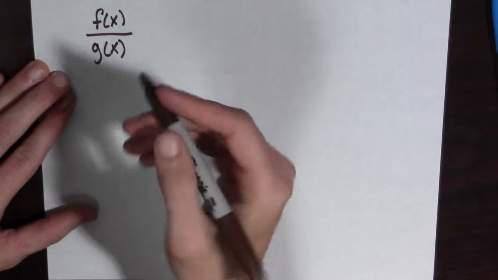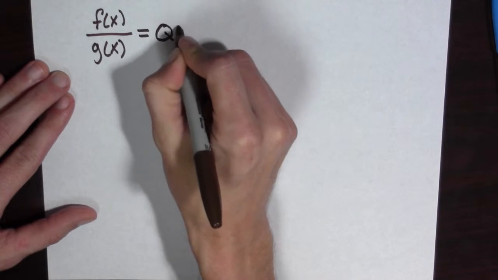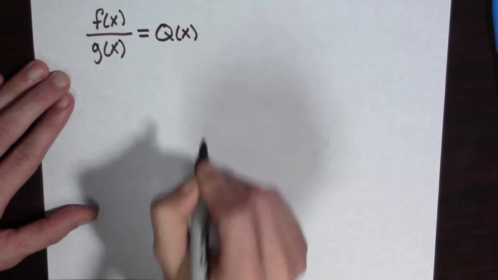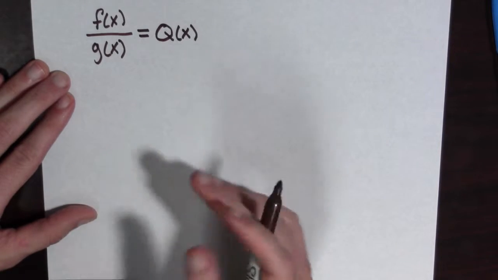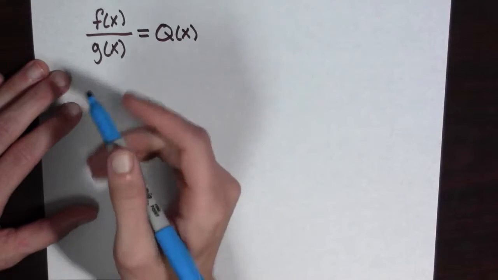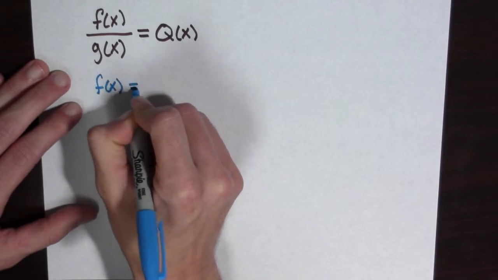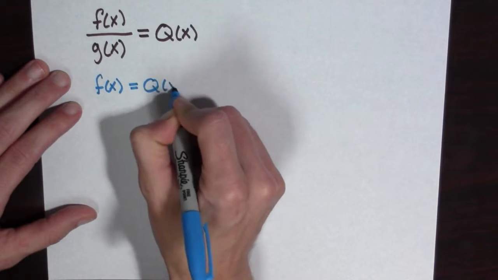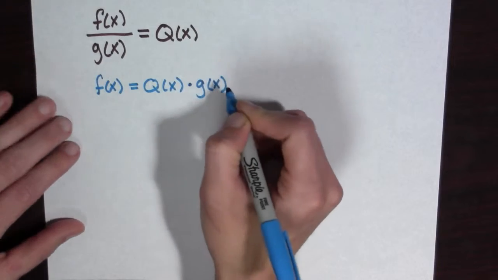Okay, so to do this, I'm going to do a little trick. I'm going to say this is equal to q of x. Q stands for quotient. Now, you may say, how does this help? Well, it allows me to multiply both sides by g of x, and so I get f of x is equal to q of x times g of x.